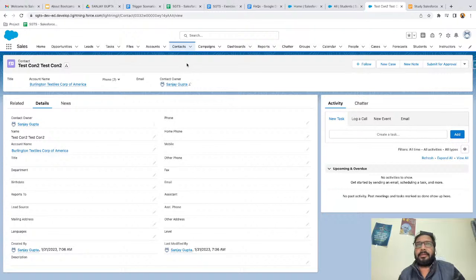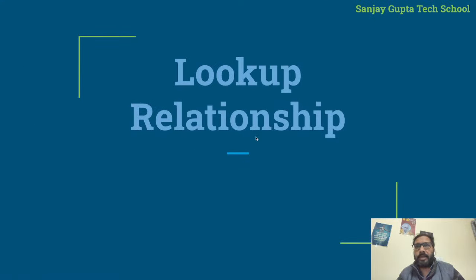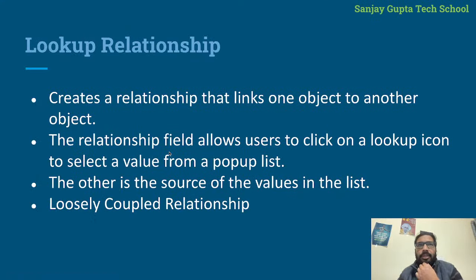Okay, now we can create this relationship using lookup and master detail. So we have two different type of relationship fields available and both have different features. So I hope with this you understood like how we can link two objects if they are standard object. Now we will try to do this with custom. So what I'm going to do, first I'm going to implement lookup relationship. So now you need to understand what lookup relationship is.